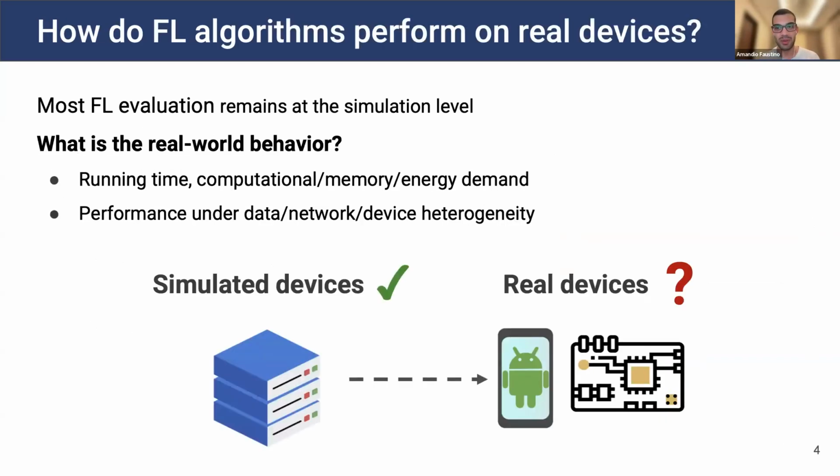But if we never evaluate the algorithms on real devices, we're left wondering how they perform in real devices. What is the algorithm running time? What is the computational memory energy demand? And how do these change under real-world constraints, such as data, network, and device heterogeneity?